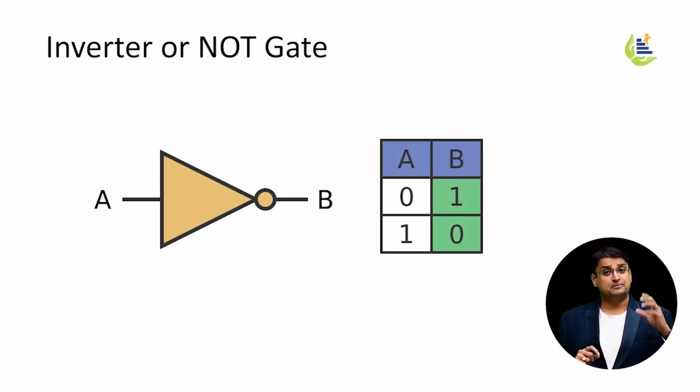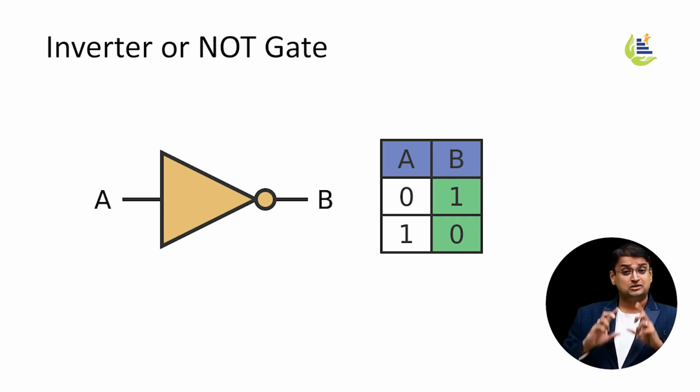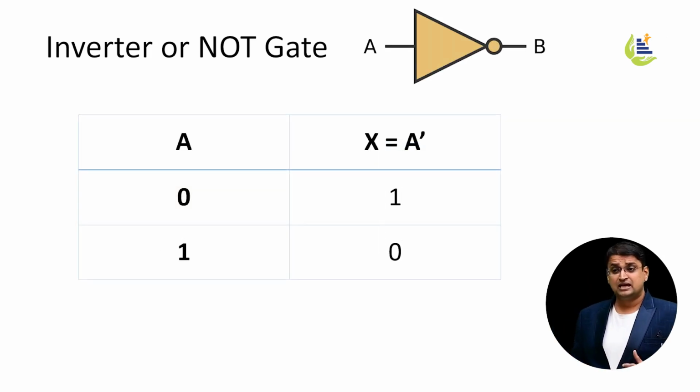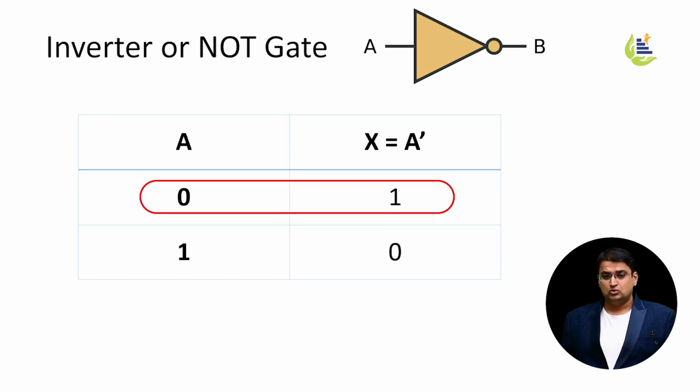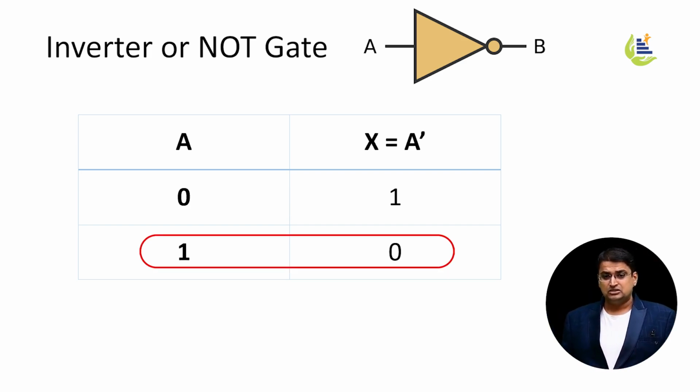Inverter or NOT gate. This gate is also represented by a dash, like A dash. A NOT gate returns true if the input is false and vice versa. Let's understand this by using a truth table, where A is input and X is output. Therefore, X is equal to A dash. Let's say A is 0. Here the input A is 0 and the output X is the negation of A, which is 1. Let's say A is 1. Here the input A is 1 and the output X is the negation of A, which is 0. So the NOT gate inverts the value of the input.